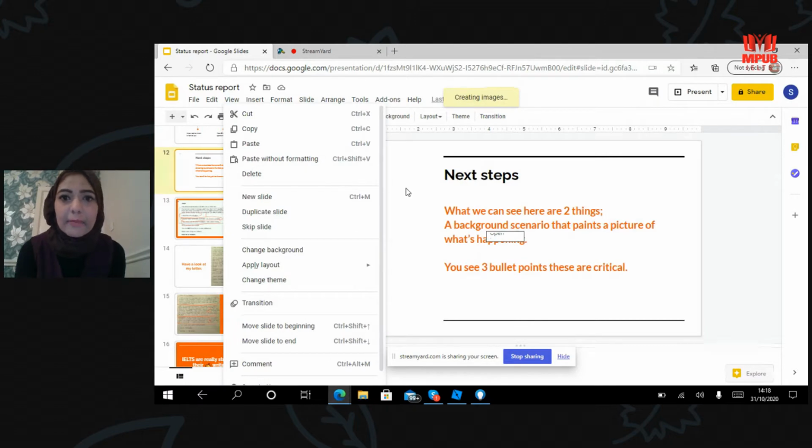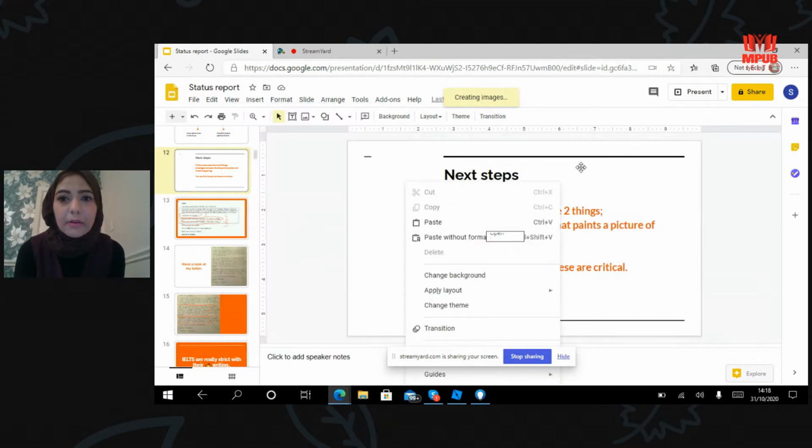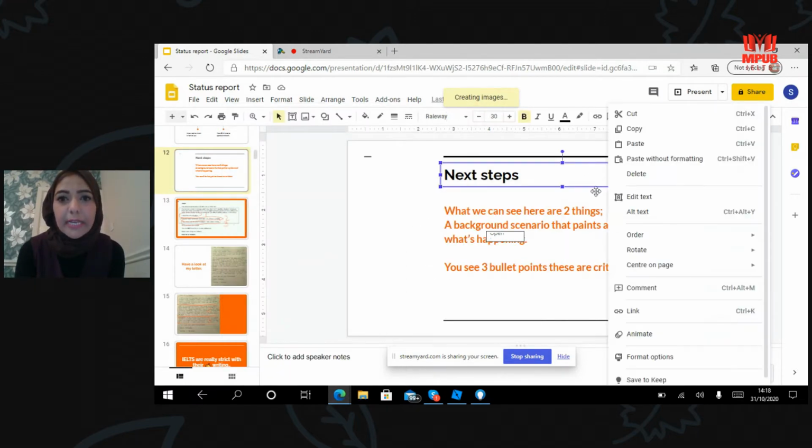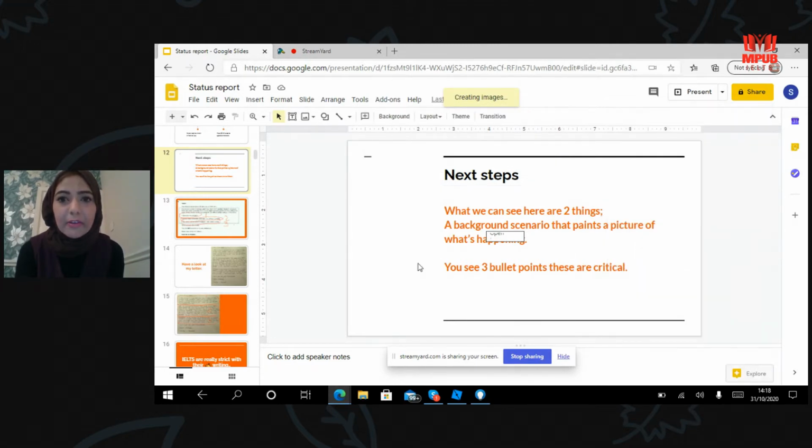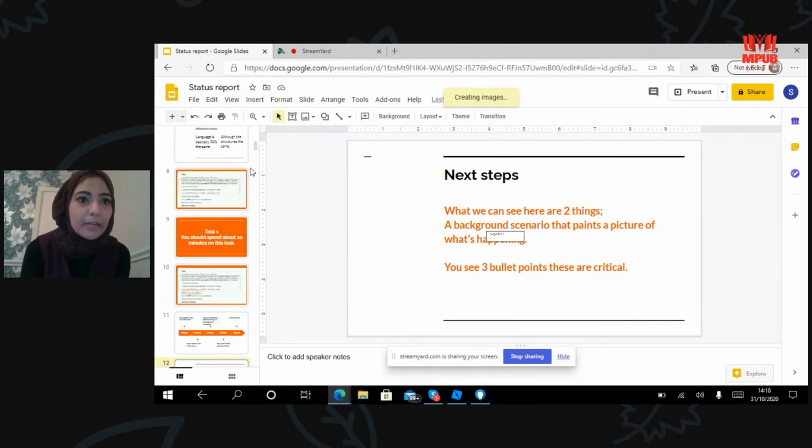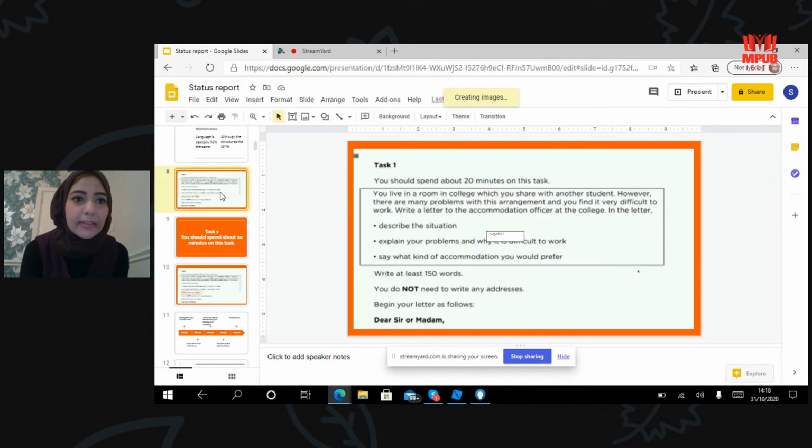So the next steps, what we can see here are two things. We can see a background scenario that paints a picture of what's happening, and then you see 3 bullet points. Those 3 bullet points that you see are absolutely critical, because they are the questions that they're asking you.